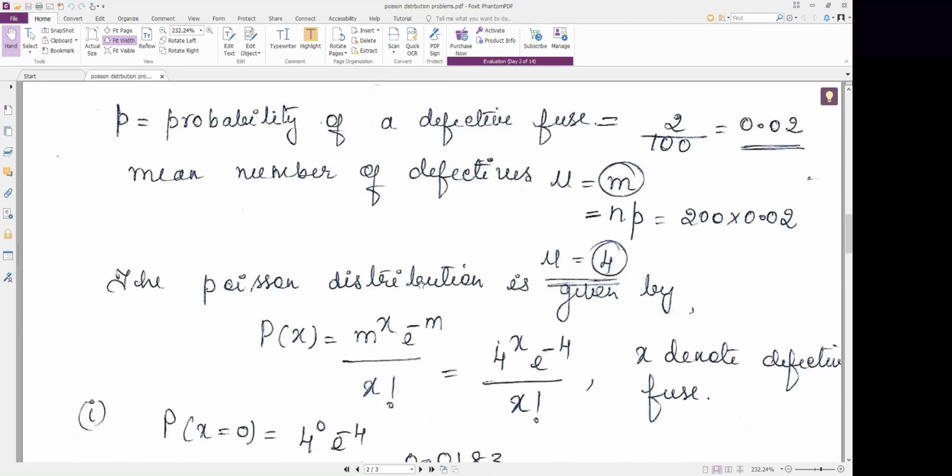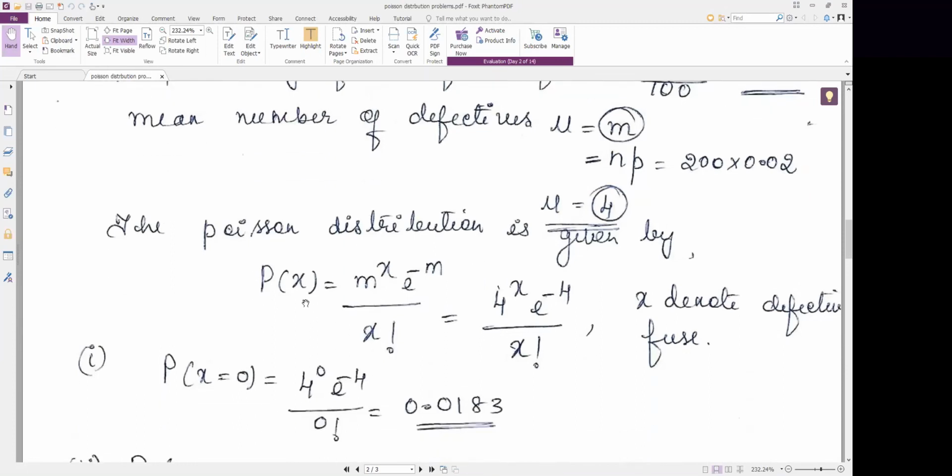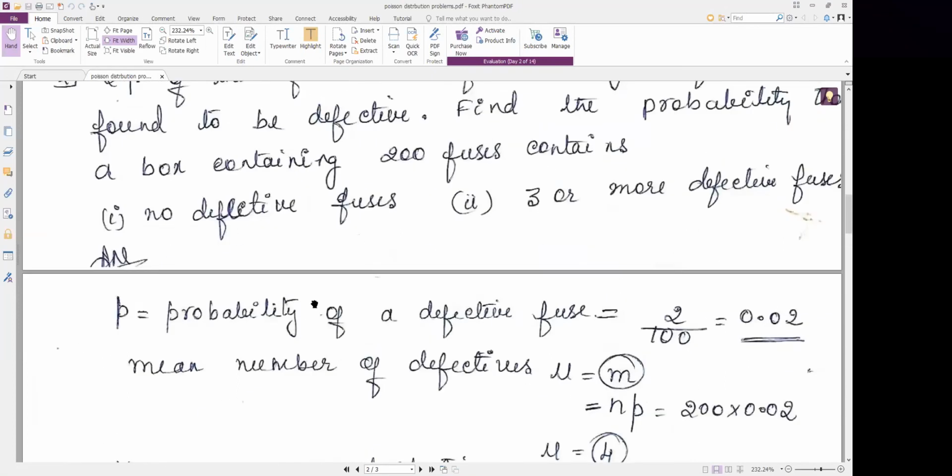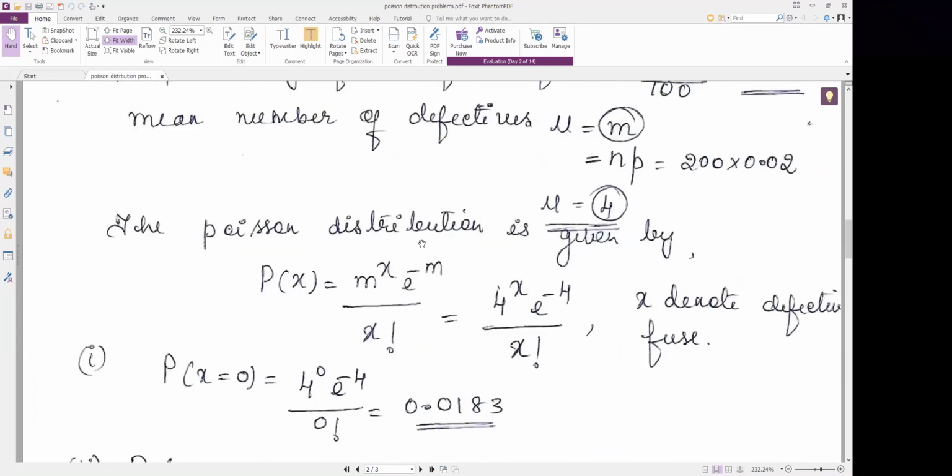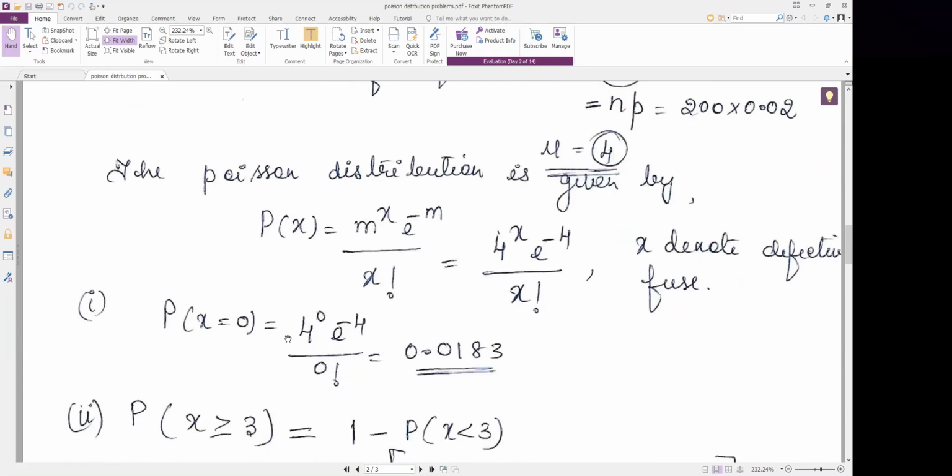Now just substitute in the formula. What is the formula for Poisson distribution? P of x equals m power x, e power minus m, divided by x factorial. M is 4. Then save this in your calculator. Just as I told you, there is a divide symbol in your calculator. There you save this function: 4 power alpha x, e power minus 4, divided by alpha x factorial. Here x denotes defective fuses. Now what is the first question? No defective fuse, that means x equal to 0. Put x equal to 0 in the calculator and you will get the answer 0.0183.